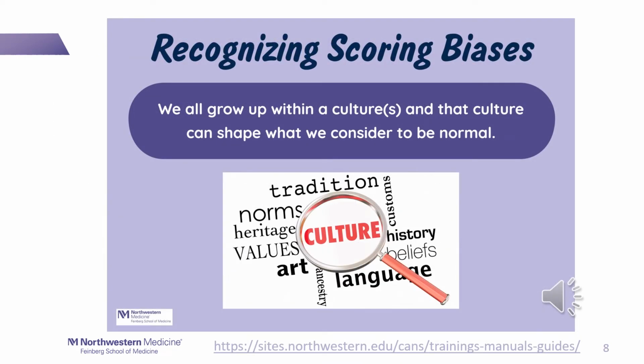We all grow up within cultures, and that culture can shape what we consider to be normal. Different cultures view things such as discipline differently. If you grew up within a culture where spanking with a belt was a normal form of discipline, you may have biases when scoring items related to discipline.